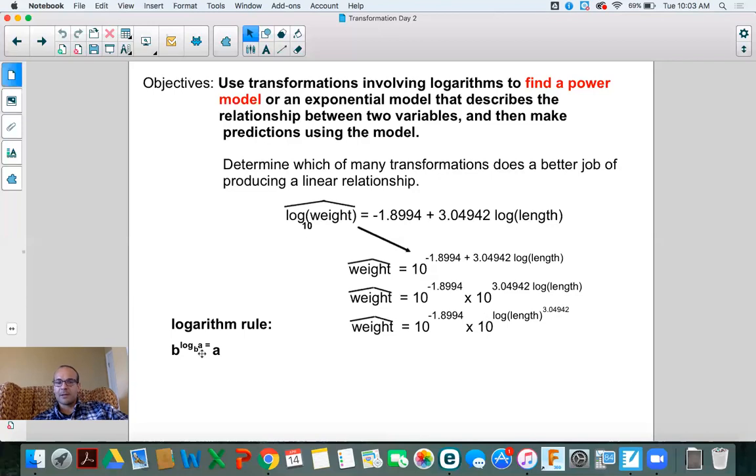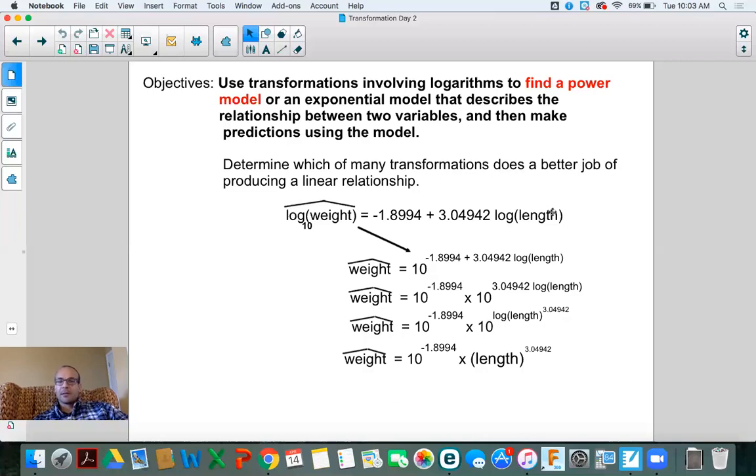Well, here's another log rule. B to the log base B of A, when this base matches that base, there's a lot of unnecessary writing here. B to the log base B of A evaluates to just A. And there's good reasons for that we learned in pre-calc. For now, we're just going to use it. Since this base 10 and this base 10 match each other, this whole factor right here turns into just length to 3.014. So there's our power rule.